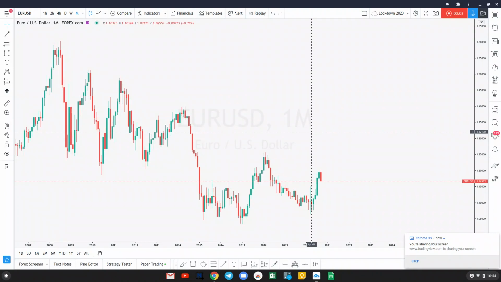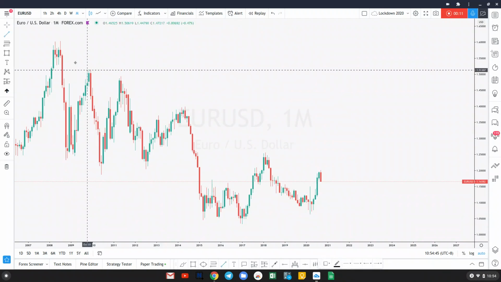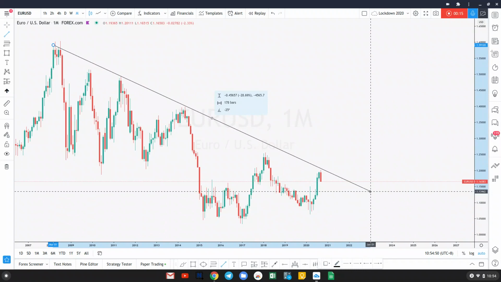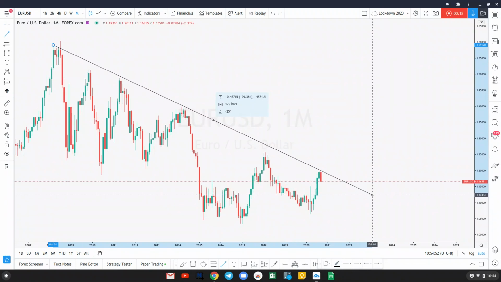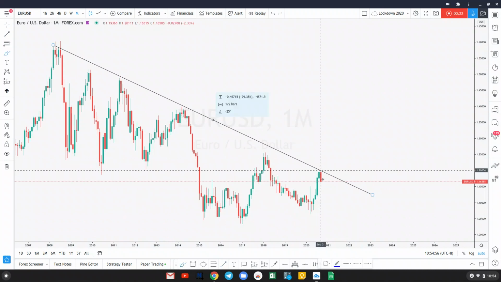Hey traders, let's have a quick update and a new analysis on Euro USD from a multi-time frame analysis point of view. If we have a look at the market structure and the market trend, it is quite clear that the market is now rejecting this trend line that we have on the monthly time frame. This is why the market is giving us a push to the downside.